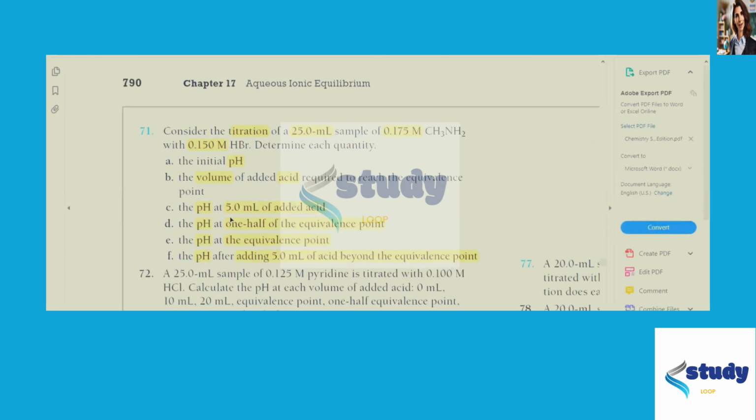The third question is, what is the pH at 5 milliliters of added acid?